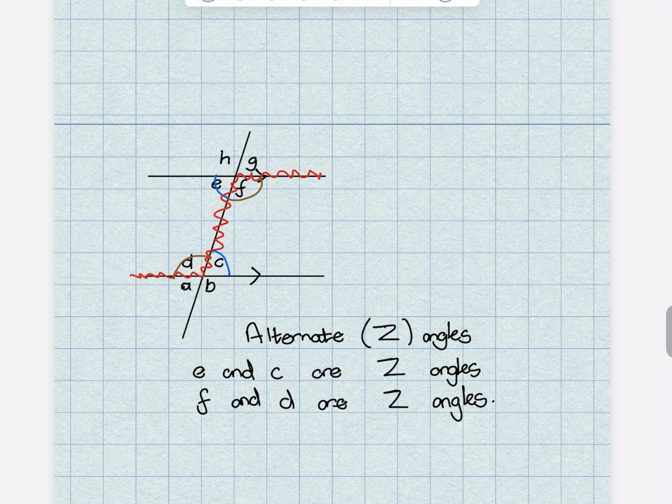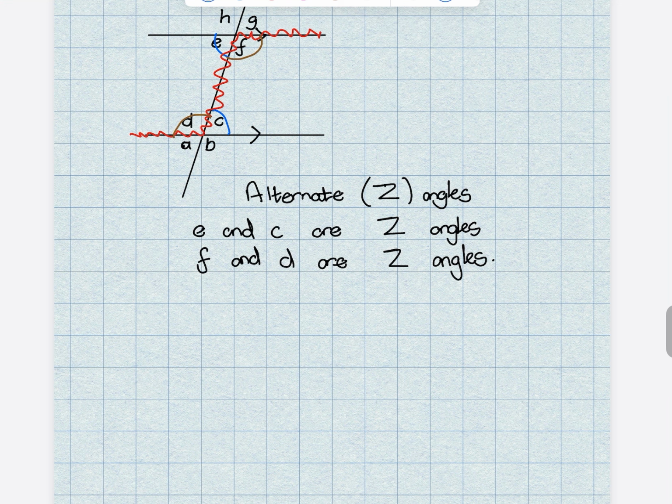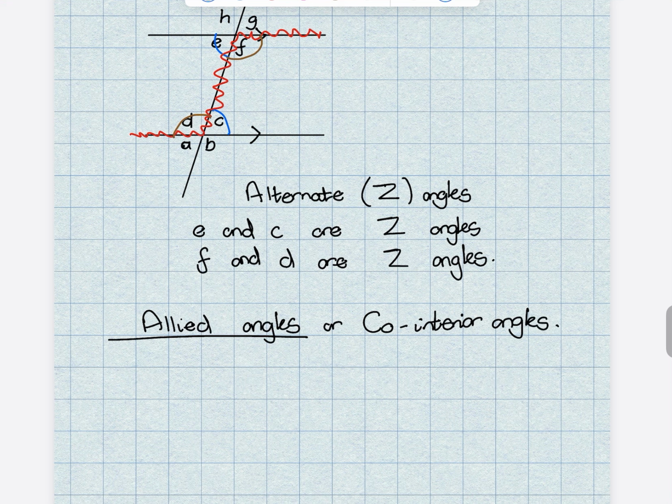Right. Let's go on and look at what we call, I'd forgotten to mention this one, allied angles. Allied angles are other angles which are also formed on parallel lines. Allied angles, the difference with allied angles is that we call them allied angles or co-interior angles. Co-interior angles. Right. So what do you know about allied angles and co-interior angles?